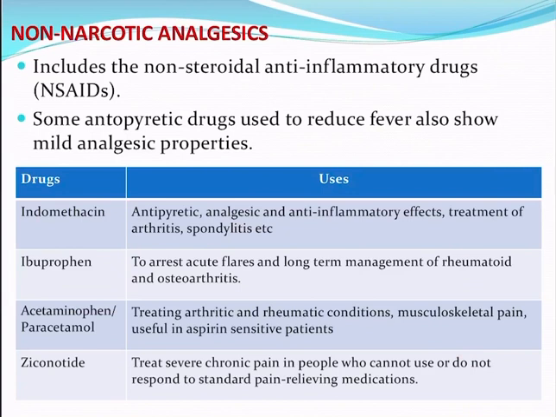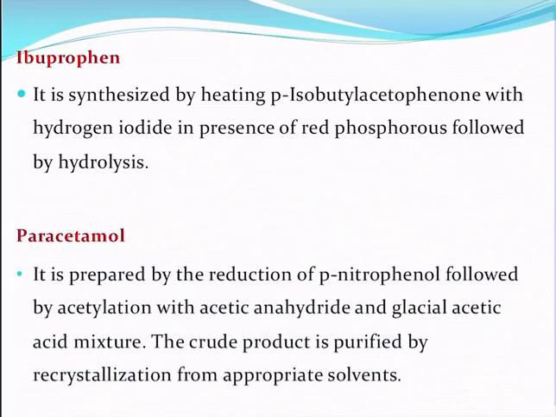And the next example is ziconotide. This is used in the treatment of severe chronic pain in people who cannot use or do not respond to standard pain relieving medications. So these are some of the examples of non-narcotic analgesics and their uses.